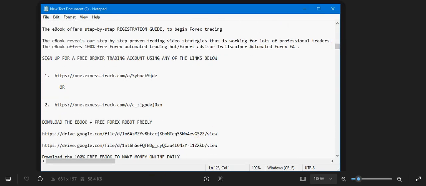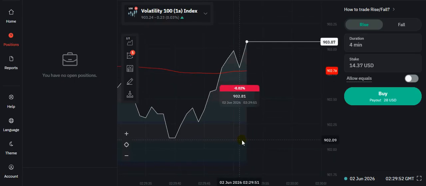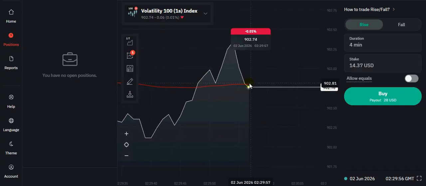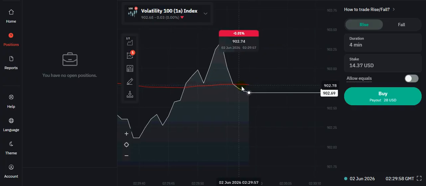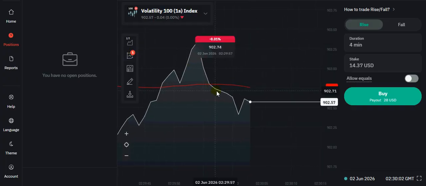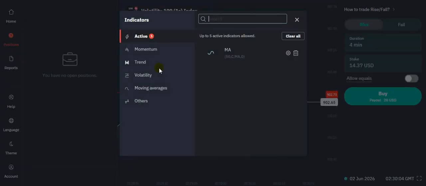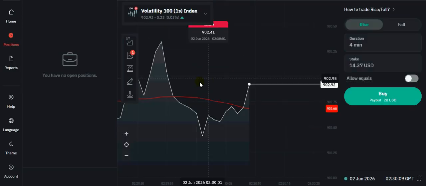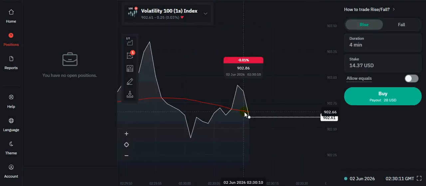Let's place one more trade here. We're going to be placing the trade once this crosses the line and goes down a little. Once it crosses the MA, don't forget to set your indicator: go to the indicator and click on moving average. You see the red line right there. So this must cross the line and must be going down.